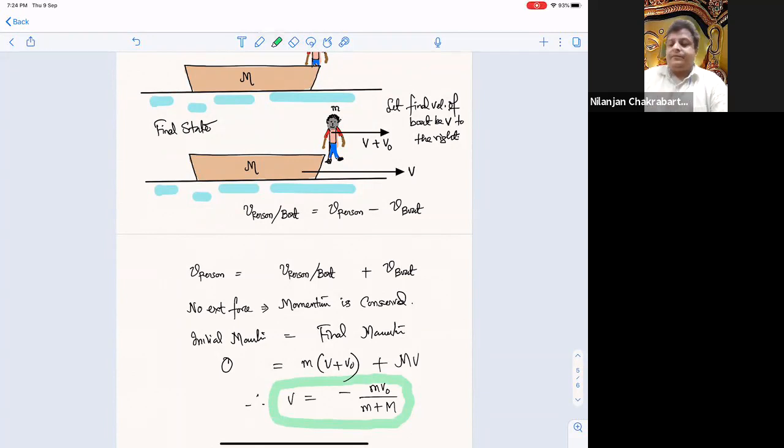Okay. See, you have got a negative answer, minus m v naught by (m plus capital M). That means the boat moves towards the left with this speed, m v naught by (m plus capital M).